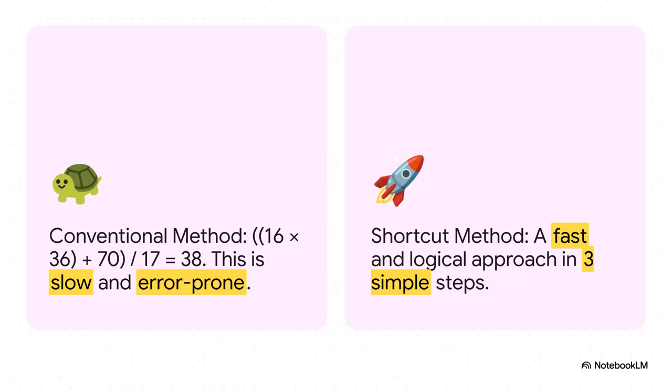Now on the left, that's the traditional way to solve it. You'd have to calculate the total old runs, add the new score, then divide by the new number of innings. It works, sure, but it's slow, and honestly, it's easy to make a little calculation error under pressure. But on the right, that's the shortcut. Let's break down how it works.